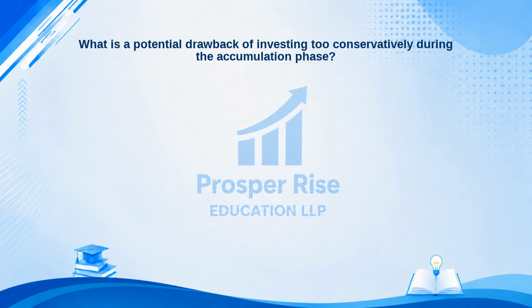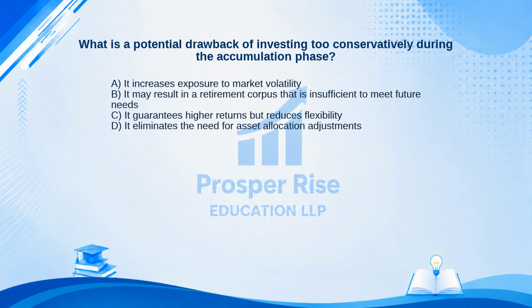What is a potential drawback of investing too conservatively during the accumulation phase? Here are your options. A. It increases exposure to market volatility. B. It may result in a retirement corpus that is insufficient to meet future needs. C. It guarantees higher returns but reduces flexibility. Or D. It eliminates the need for asset allocation adjustments.